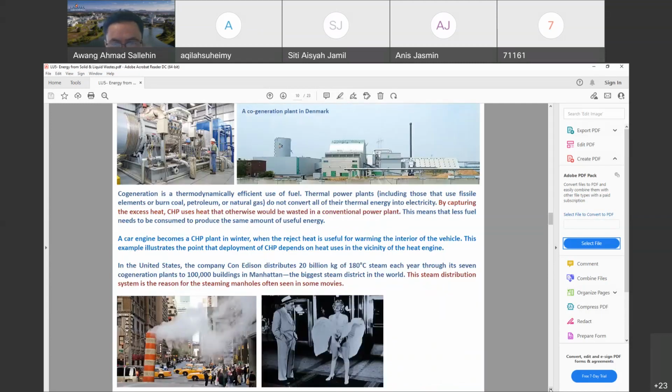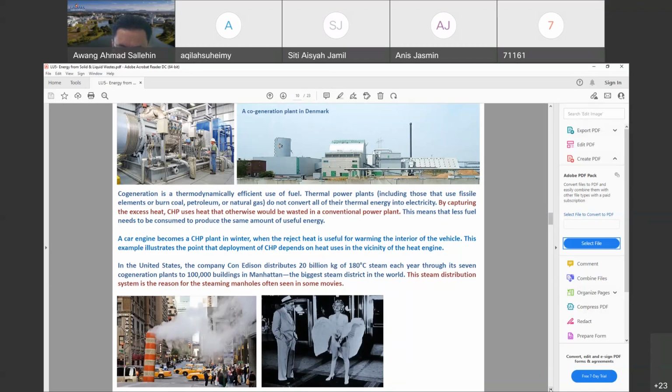Right. So this is a cogeneration plant in Denmark, where you find this cogeneration process is thermodynamically efficient for use of fuel. The thermal power plant using fossil fuels like coal, petroleum, as well as natural gas does not convert all the thermal energy into electricity. So by capturing the excess heat, the combined heat and power process uses the heat generated to be something meaningful. So not much is being wasted as compared to the conventional power plant.